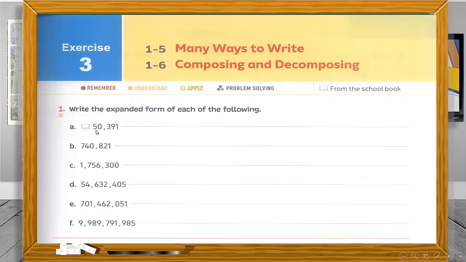I said you can start from the left side. In the highest place we have 5. Write 5 and count the zeros before 5. How many digits before 5? We have 4, so you should write 50,000. Here the number 5 is in the 10,000 place, so if you read this number, you say 50,000.